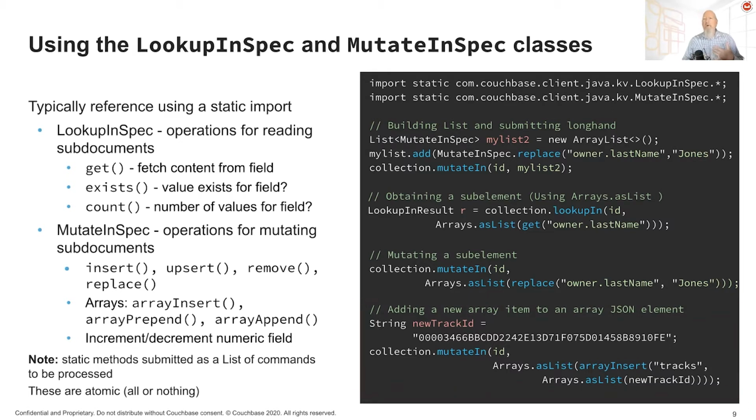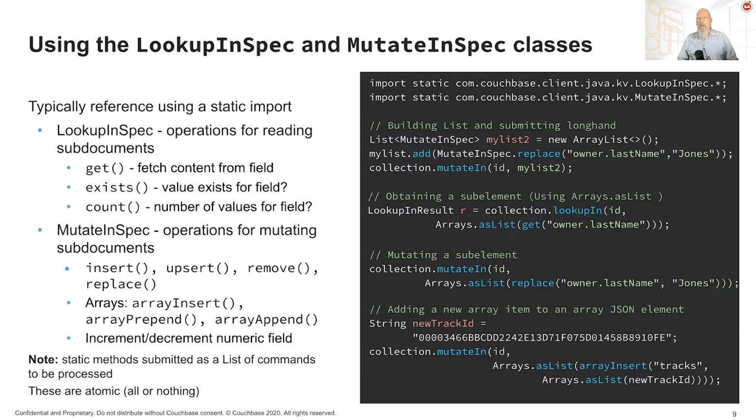Now, the last thing that I want to say is this. When we build up a list of commands and submit them, we have to understand that those are executed in an atomic fashion, meaning that every operation in the list either succeeds or fails together. There's no way to separate those two things out. It's not the case that you can have part of them succeed and part of them fail. So it's an important thing. It's kind of like a transaction, but it's not really a transaction. It's all operating on the same document.